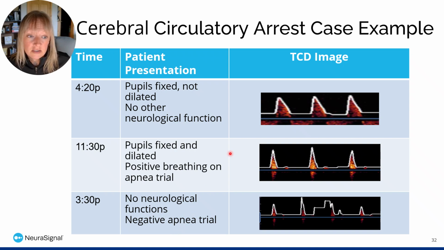Here is a case example showing pupils fixed, not dilated at 4:20 p.m. and this is the image obtained. 11:30 p.m. Positive breathing on apnea trial, and then at 3:30 p.m. no neurological functions on the negative apnea trial, and this is what the TCD showed at that time.